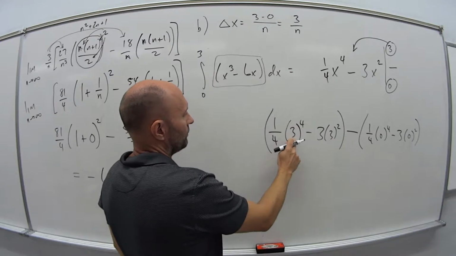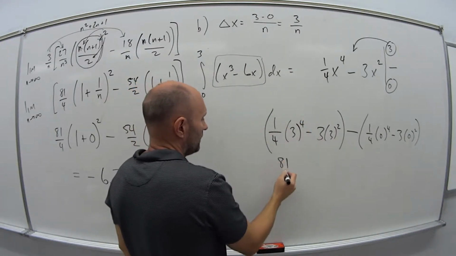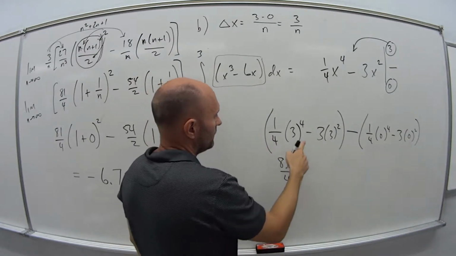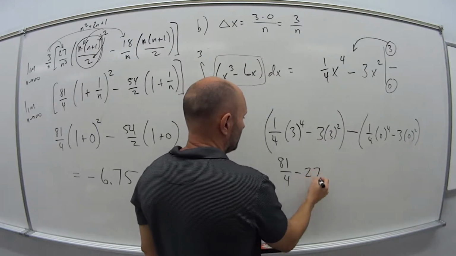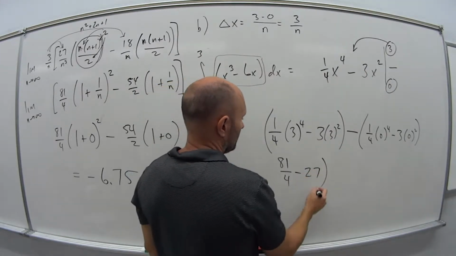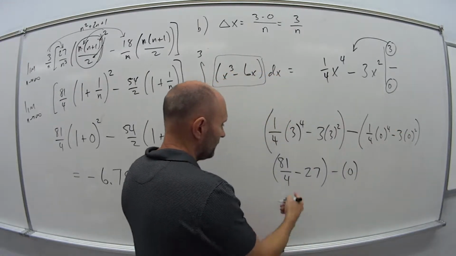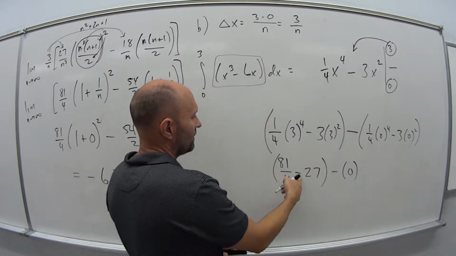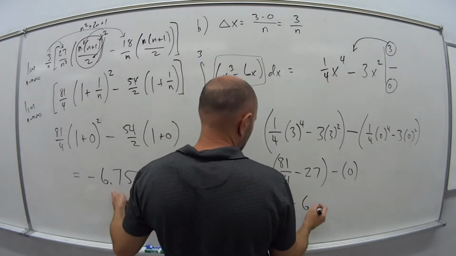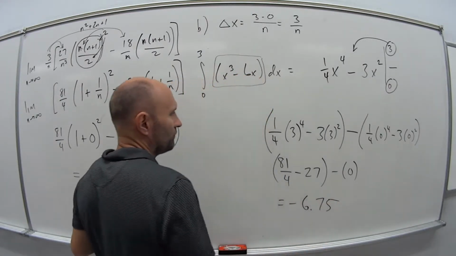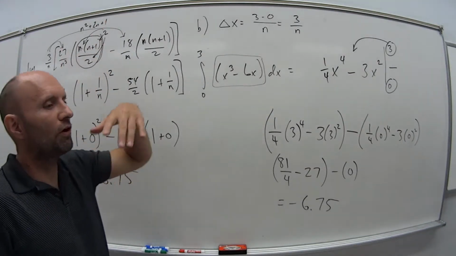So if I do that, what do I get? 3 to the 4th, well 3 times 3 is 9, times 3 is 27, times 3 is 81. So that's 81 over 4 minus 3 squared is 9, times 3 is 27. So minus 27 minus 0, so just minus 0. So we get what? 81/4 minus 27 is negative 6.75. So you can see we didn't have to do all this crazy algebra, all the summation formulas.